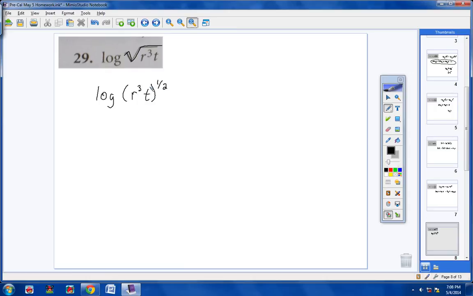Now your r has a power of 3, your t has a power of 1. And so let's multiply the 1/2 through, which you're allowed to do when you're raising a 1-termer powers to powers. So I would have the logarithm of r to the 3/2 power, 3 times 1/2, times t to the 1/2 power, 1 times 1/2. Now that's going to be split up into 2 logarithms. Why? Because we have r times t. So I'm going to write the logarithm, the common log of r to the 3/2 power plus the common log of t to the 1/2 power.